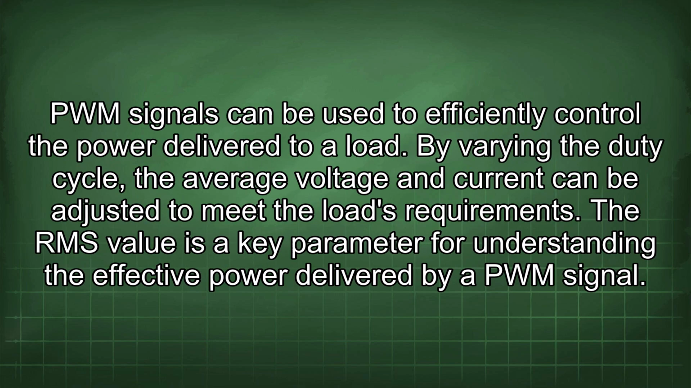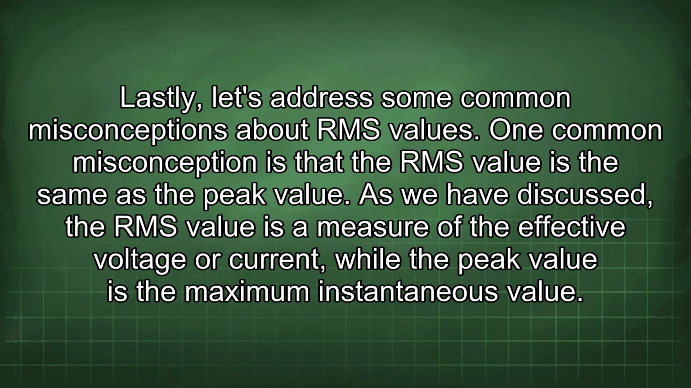PWM signals can be used to efficiently control the power delivered to a load. By varying the duty cycle, the average voltage and current can be adjusted to meet the load's requirements. The RMS value is a key parameter for understanding the effective power delivered by a PWM signal. Lastly, let's address some common misconceptions about RMS values.